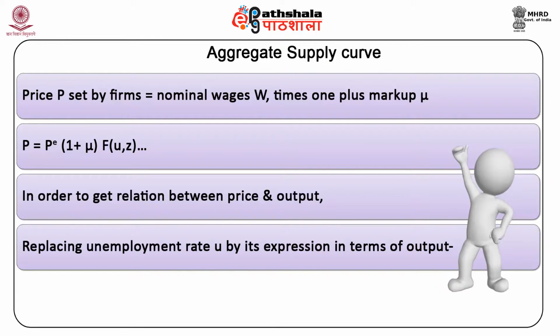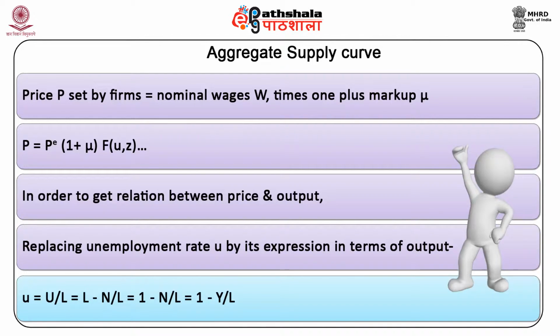expression in terms of output, small u is equal to capital U upon L is equal to (L minus N) upon L is equal to 1 minus N upon L is equal to 1 minus Y upon L. The first equality follows from the definition of the unemployment rate. The second equality follows from the definition of unemployment. The fourth equality follows from the specification of the production function, which says that to produce 1 unit of output, 1 worker is required, so that Y is equal to N.